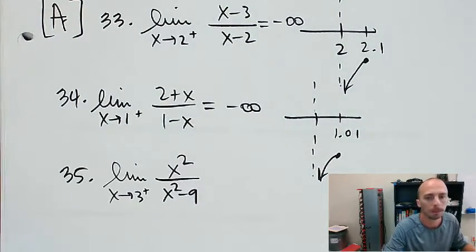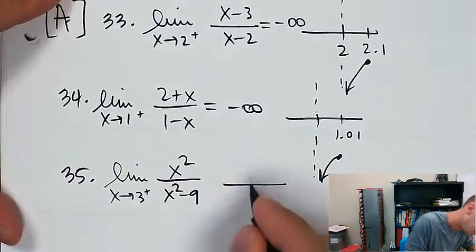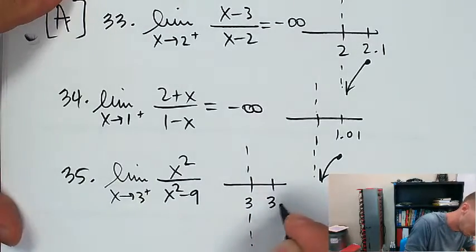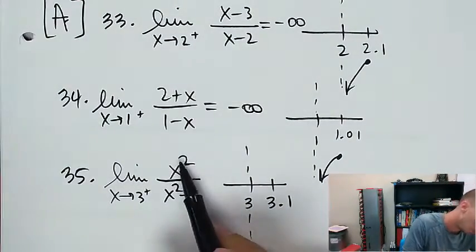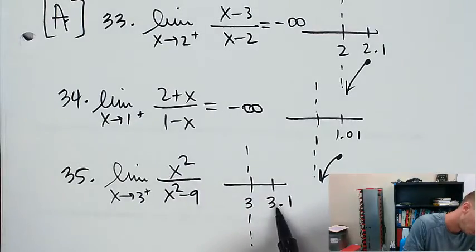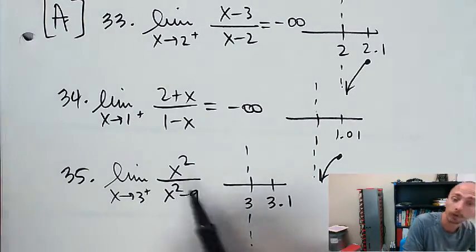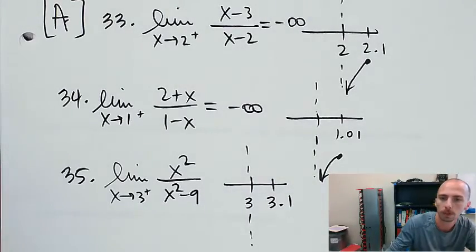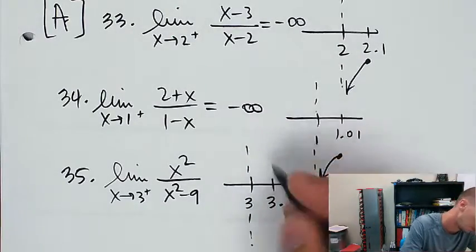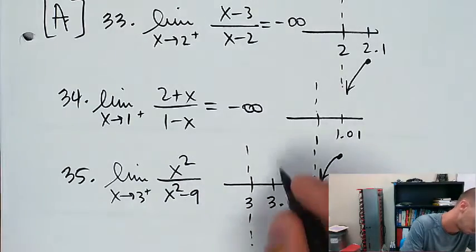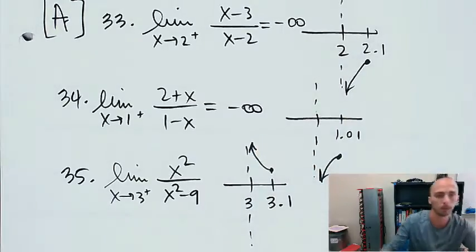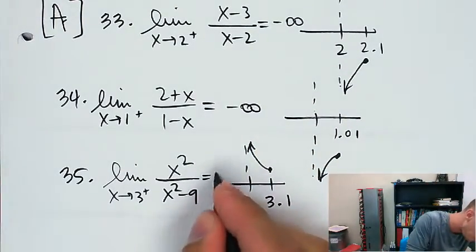All right, this one, same thing. We plug in 3, 9 divided by 0. So we've got a vertical asymptote. Plug in a number a little bit bigger than 3, like 3.1. 3.1 squared is a positive number. 3.1 squared is bigger than 9 also, all right? So, hold on, what is going on here? Over here it's positive divided by positive, and so it's going to be positive, and then we're going to approach our vertical asymptote there, and I'm going to conclude my limit is positive infinity.